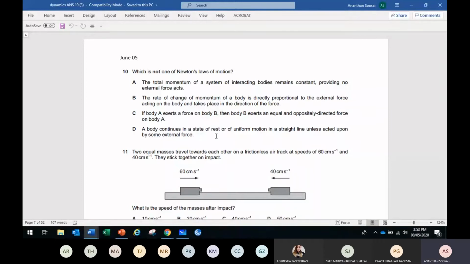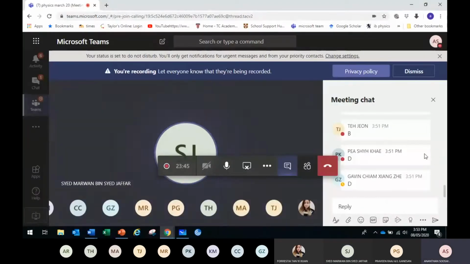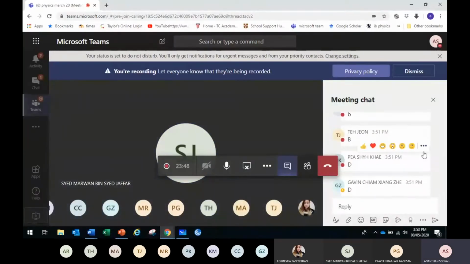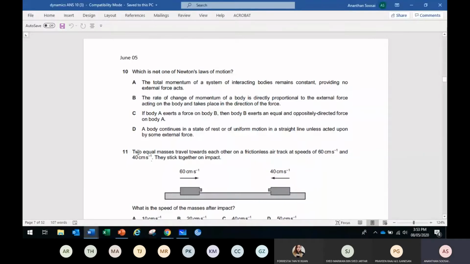So D cannot be the answer. It's Newton's first law. Any other answers? The others, anyone? Is it all D, or did some write B? So D is the first law. C is which law? If body A exerts a force on body B, then body B exerts an equal and oppositely directed force on body A. This is Newton's third law, right? So C is Newton's third law, no doubt about that. So C is out.